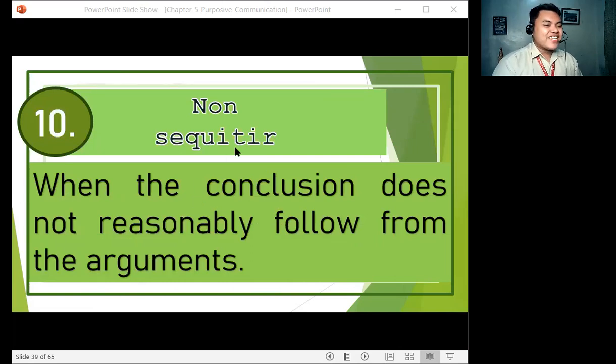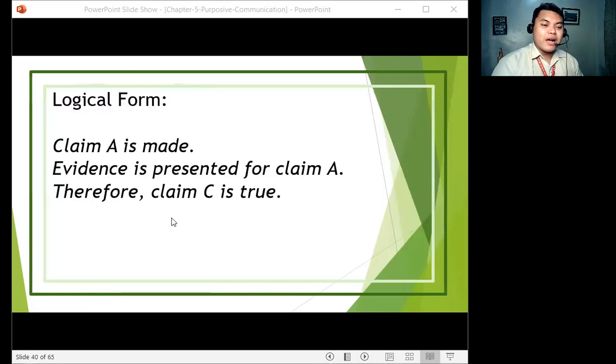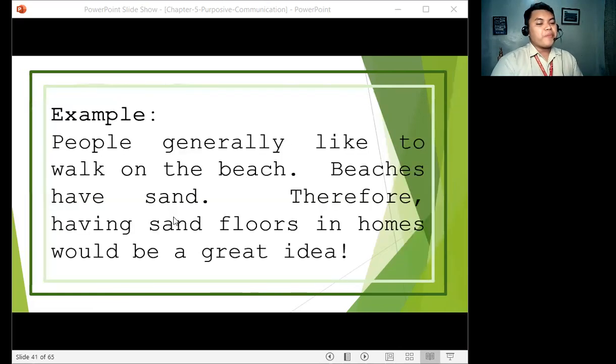Okay? The non-sequitur means when the conclusion does not reasonably follow from the arguments. So there is a conclusion. The example of it is: people generally like to walk on the beach. Beaches have sand. Therefore, having sand floors in homes would be a great idea. So this is a non-sequitur.